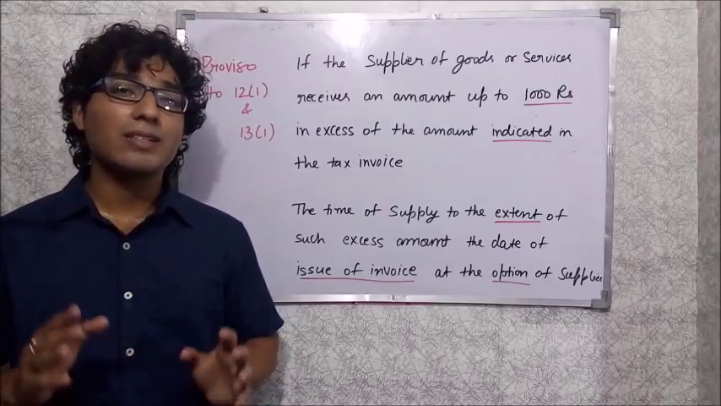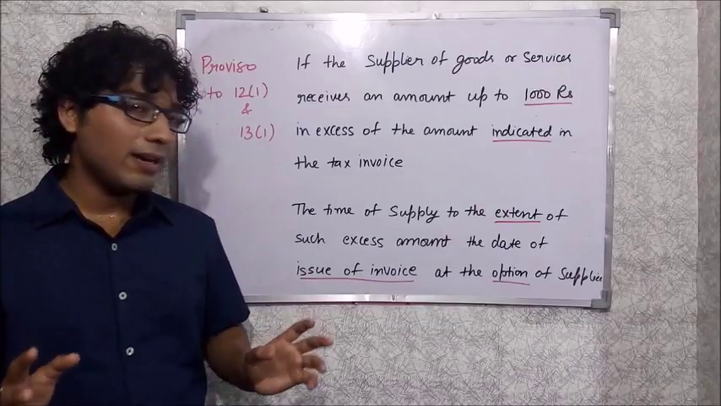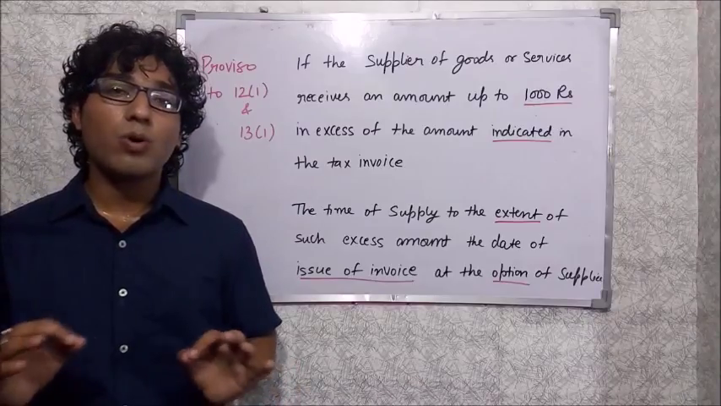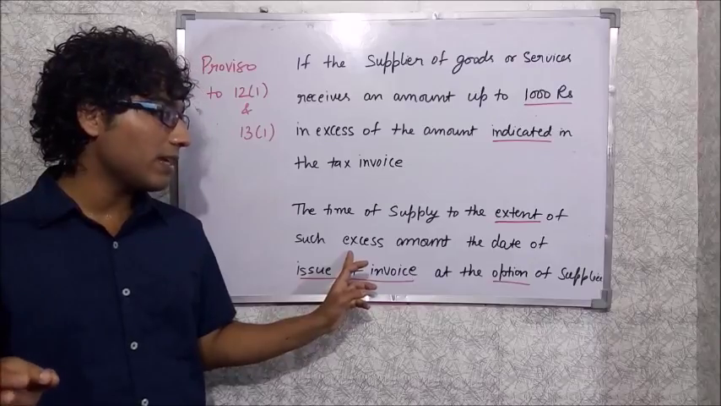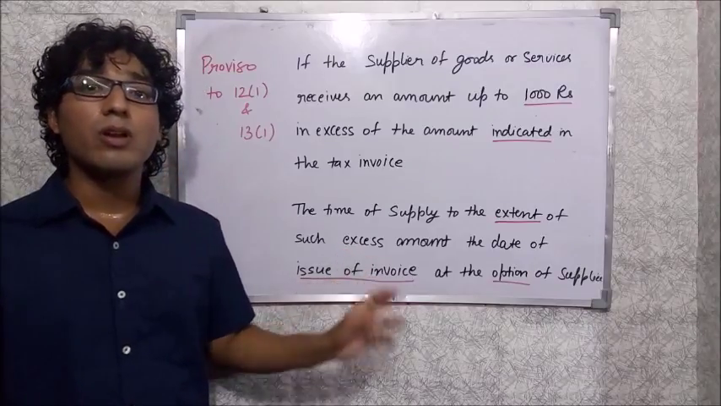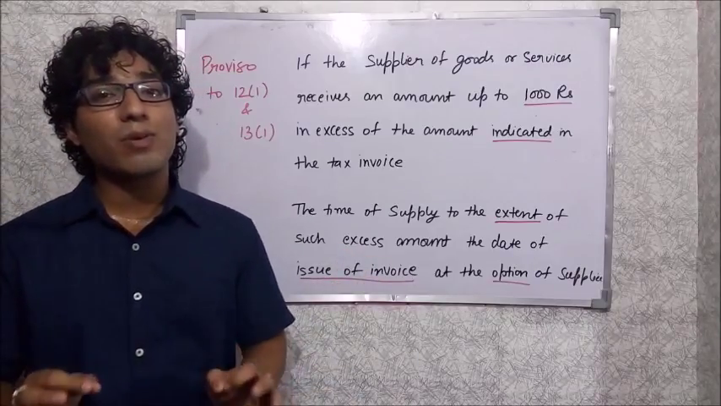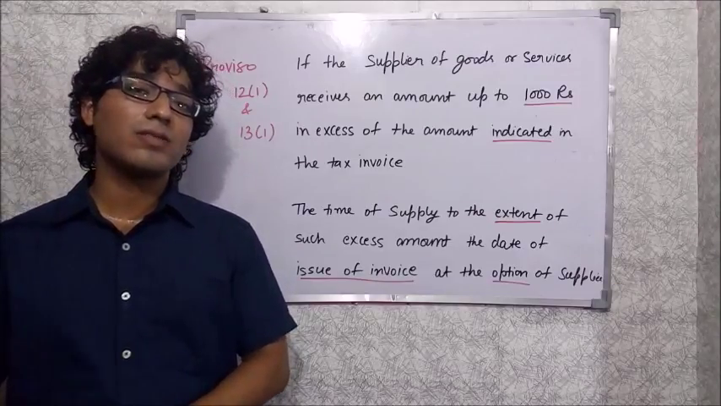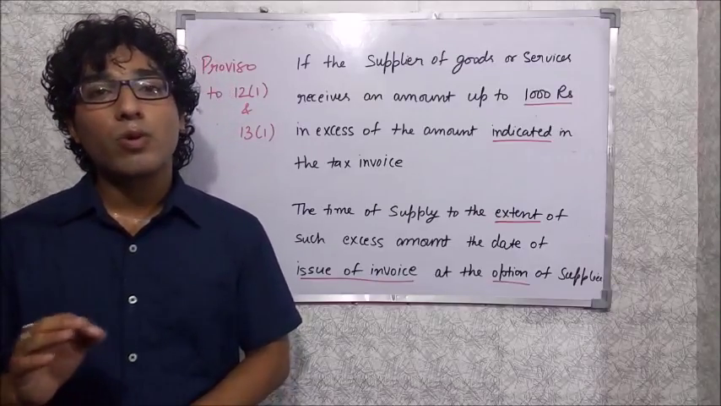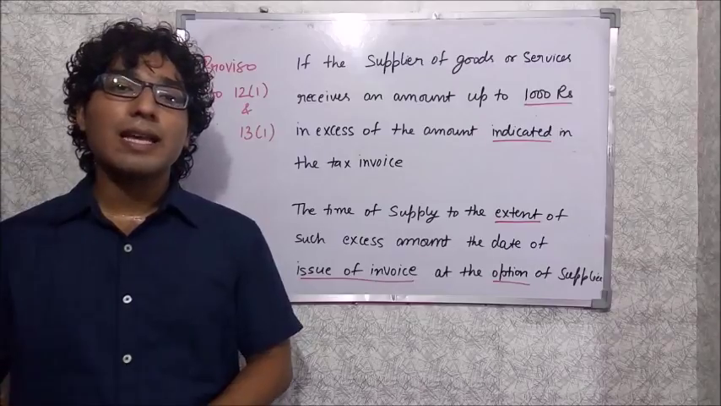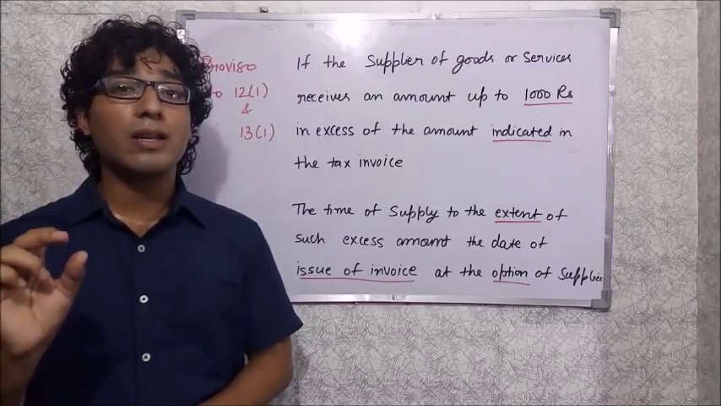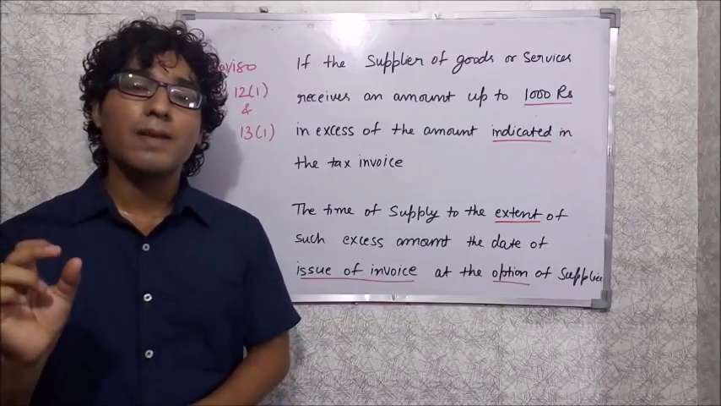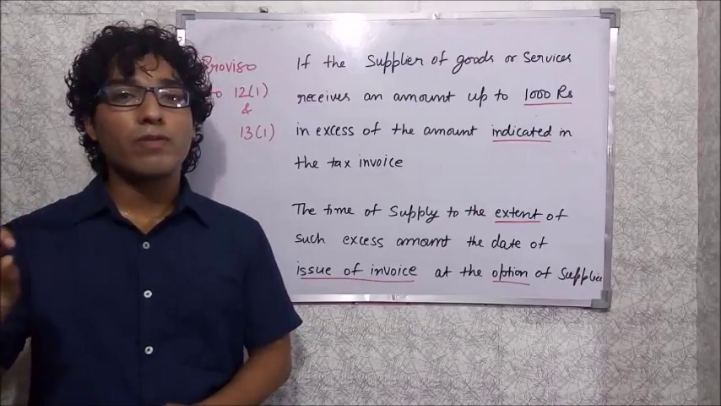Remember that this is an option for the supplier, and the option is only for the advances. The words are: to the extent of such excess amount. So only to the extent of such excess amount, the time of supply of goods as well as services will be the date of issue of invoice. So in our case, only to the extent of 500 rupees, the time of supply of goods or services is the date of issue of invoice.